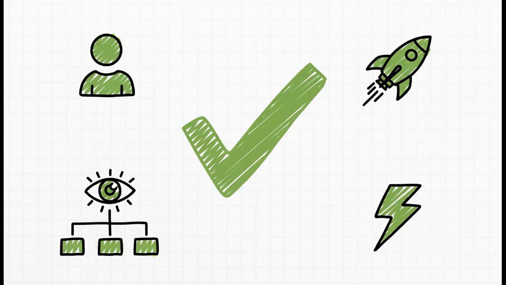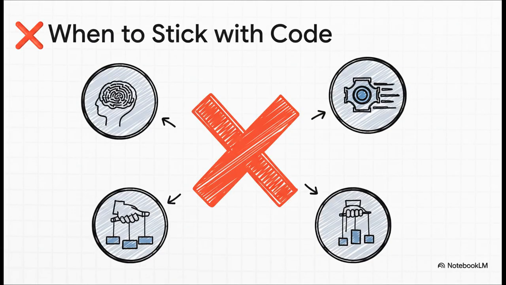But let's be real, it's not a silver bullet. There's always a trade-off. And here, it's basically speed versus control. If your project needs some really unique custom logic that doesn't fit a standard box, or if you need to squeeze out every last drop of performance, well then good old-fashioned code is still your best bet.